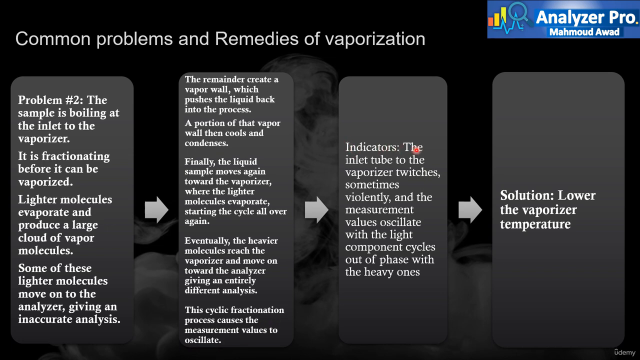Indicators: the inlet tube to the vaporizer twitches, sometimes violently, and the measurement values oscillate with the light component cycles out of phase with the heavy ones. The solution is easy: lower the vaporizer temperature so that the sample doesn't boil at the inlet of the vaporizer.